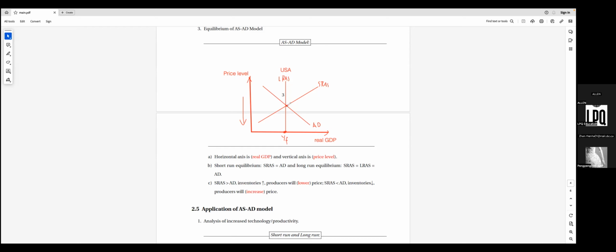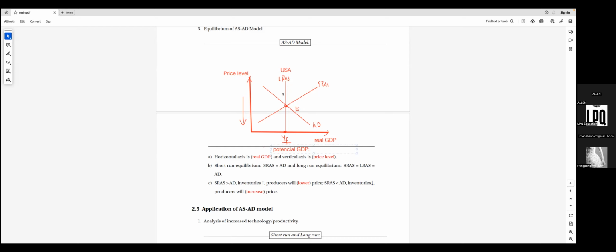The intersection of all three curves here in macroeconomics is called the long-run equilibrium. So we can label the long-run equilibrium, the intersection of all three curves, as E here. And once again, YF is called the potential GDP. I can write down: this one is called the potential GDP. Potential GDP is kind of a maximum production ability.